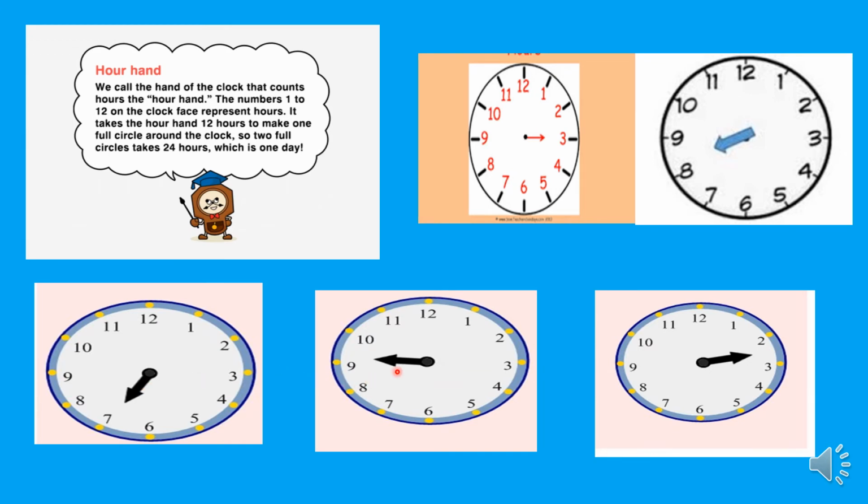Next, observe here, children. Here the hour hand is between the 9 and 10. It's not pointing at 9. It's not pointing at 10. Now the hour hand is between 9 and 10. So is this 9 o'clock or 10 o'clock? What can you say, children? It is still 9 o'clock only.